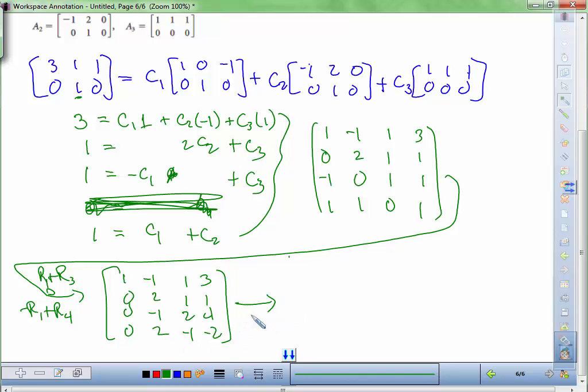So what's next? Let's see. You could do a variety of things. What would you do? The third and fourth would probably wipe out. Second and fourth. I'd probably get rid of the twos. I'd probably use a third row. So I'll multiply the third row by 2 and add it to the fourth row.